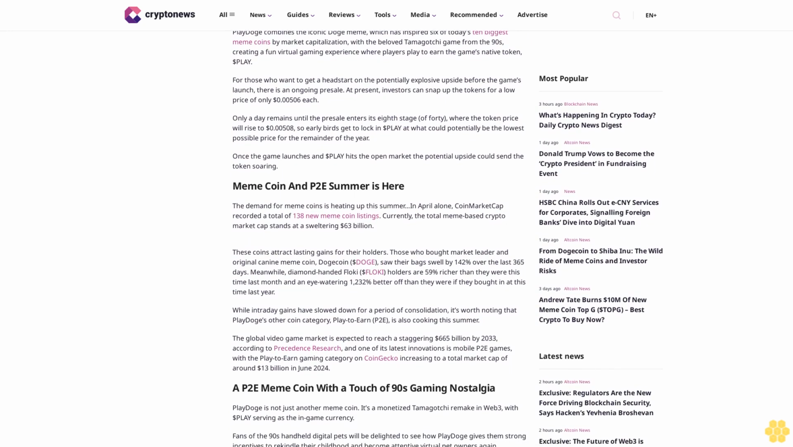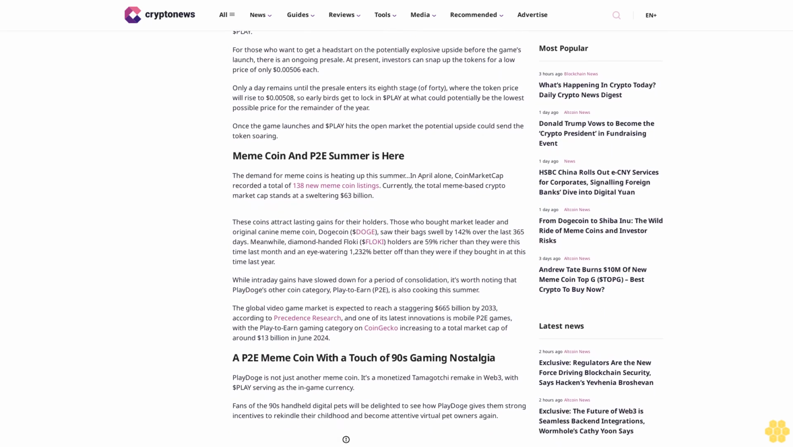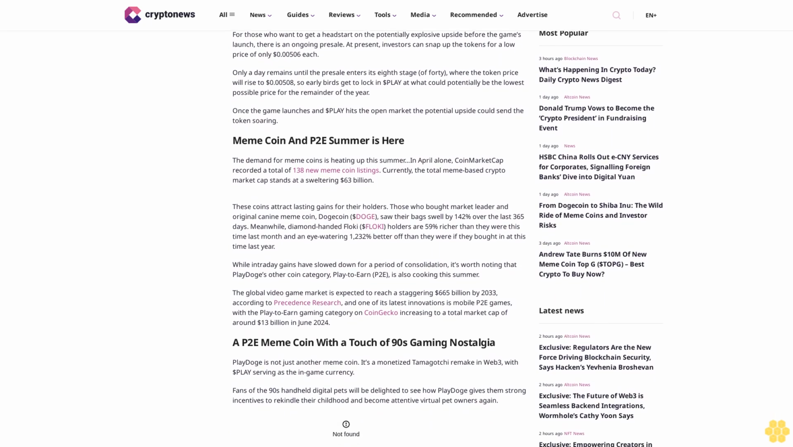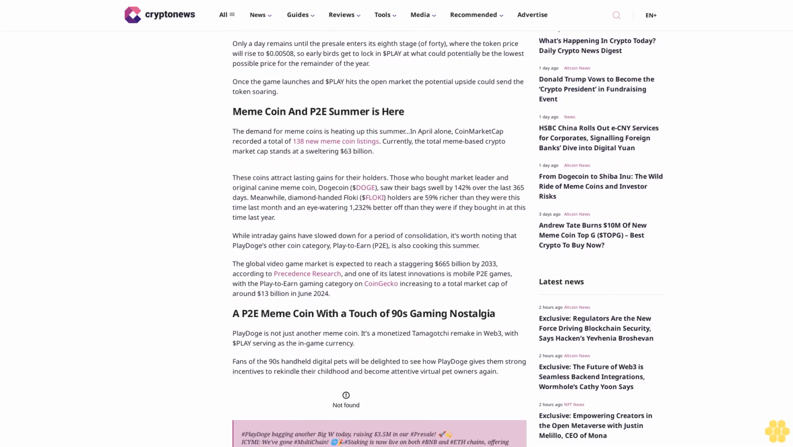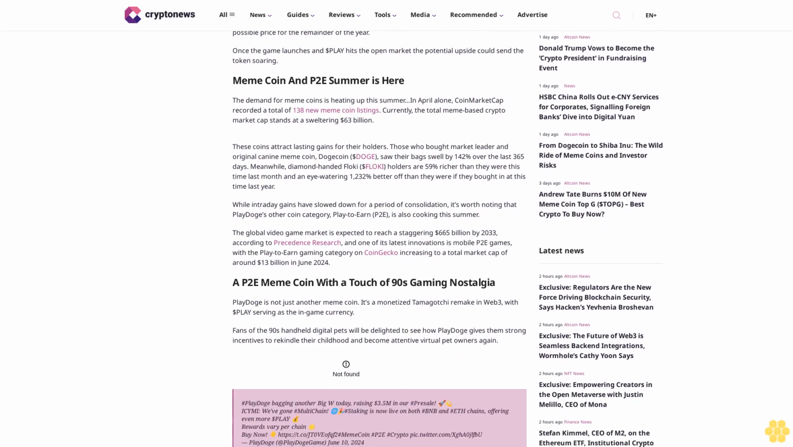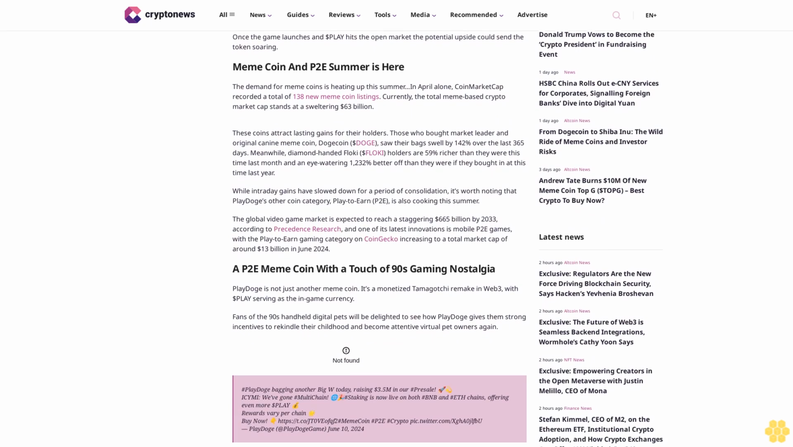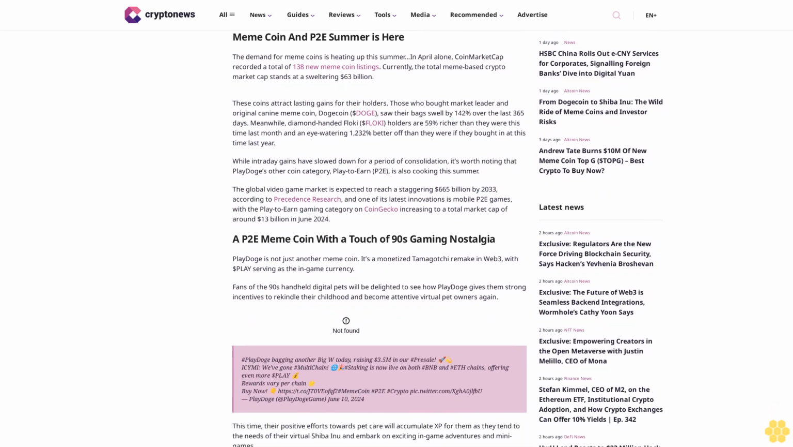For those who want to get a head start on the potentially explosive upside before the game's launch, there is an ongoing presale. At present, investors can snap up the tokens for a low price of only $0.0506 each. Only a day remains until the presale enters its 8th stage of 40, where the token price will rise to $0.0508, so early birds get to lock in $PLAY at what could potentially be the lowest possible price for the remainder of the year.